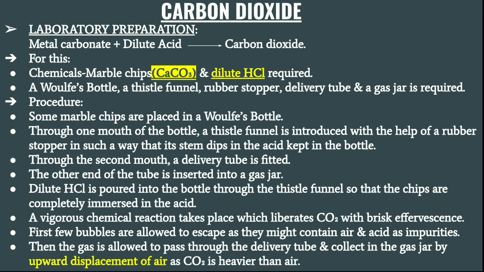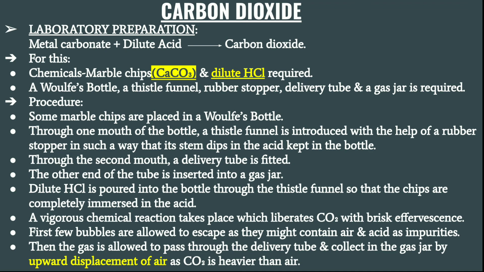So how is it done? When a metal carbonate is reacted with dilute acid, it will give us carbon dioxide. For example, marble chips, that is calcium carbonate, we call it. Marble chips are called calcium carbonate. The chemicals required for this reaction are marble chips and dilute hydrochloric acid, which react with each other to form carbon dioxide.